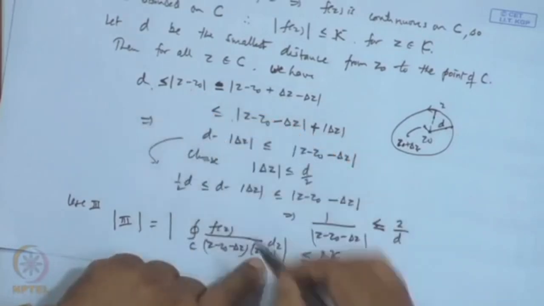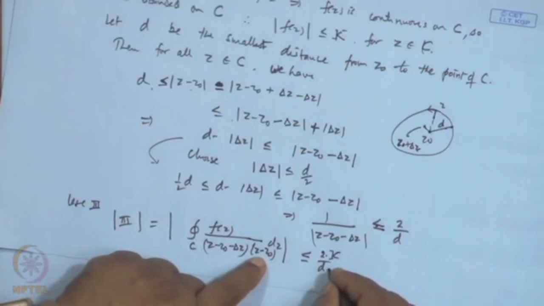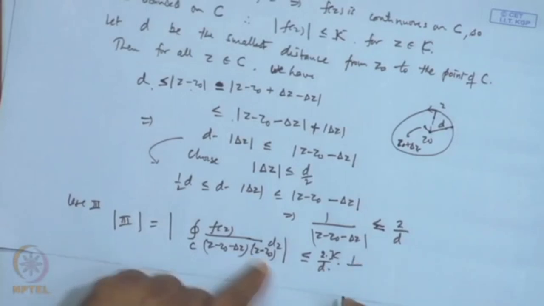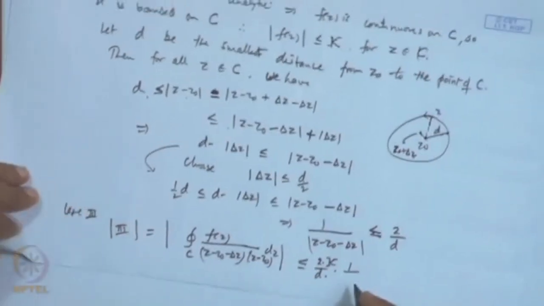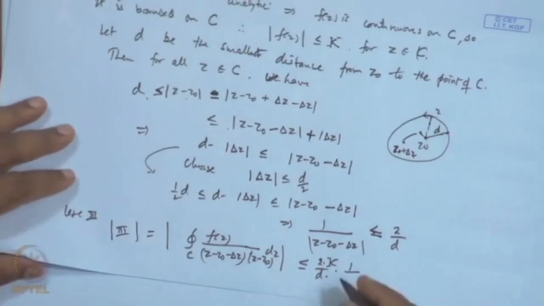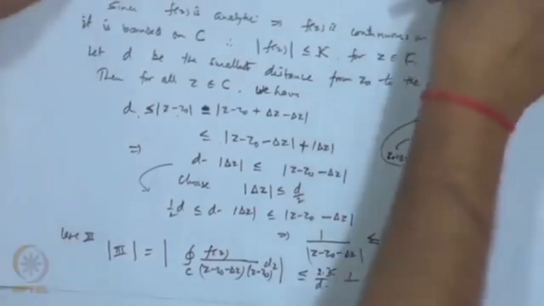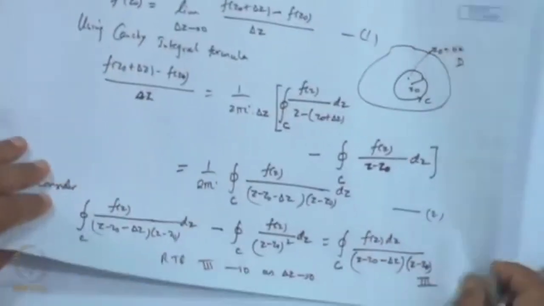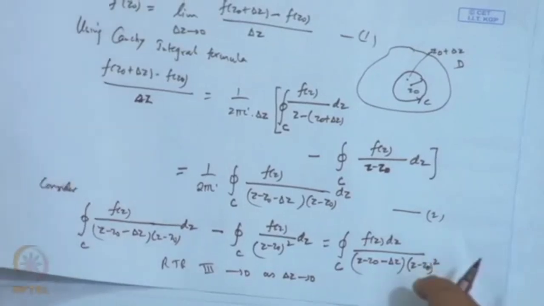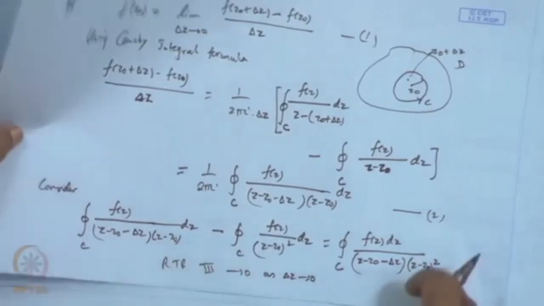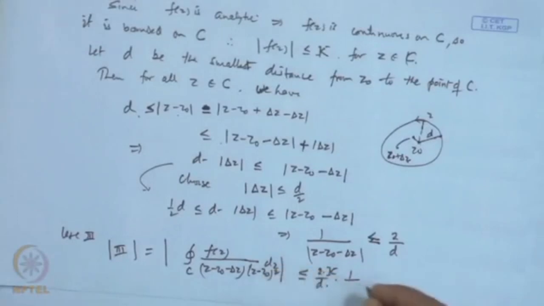So 1 by this is less than or equal to 1 by d, and again 1 by d. So we have 2 by d, d, and then, yes, there will be a d squared. I am sorry, there is a square left here. I think we made a mistake, so here it will be a square. So this is d squared and d squared.